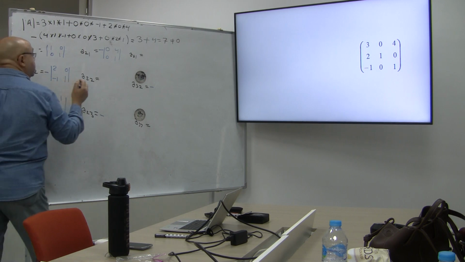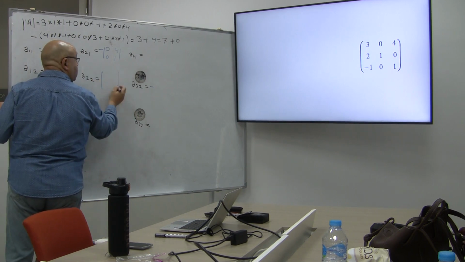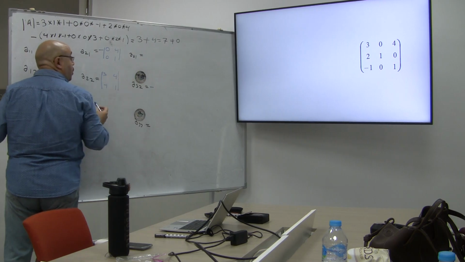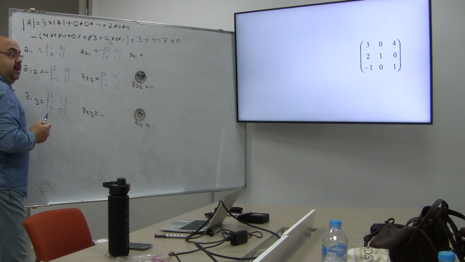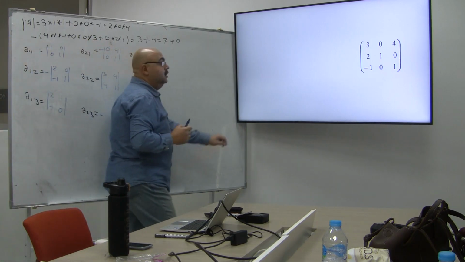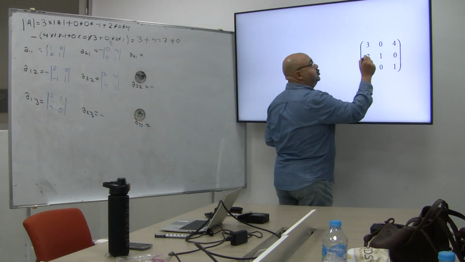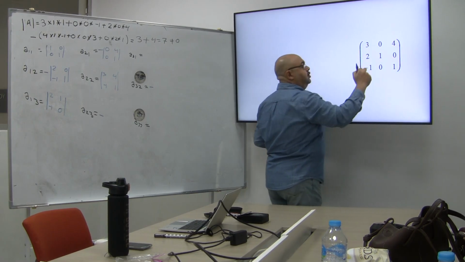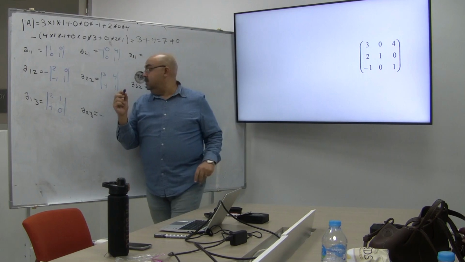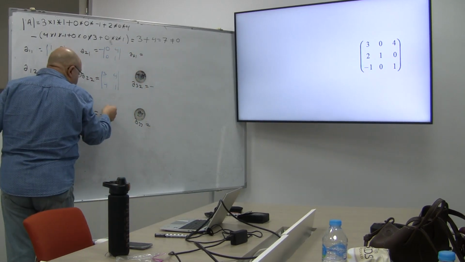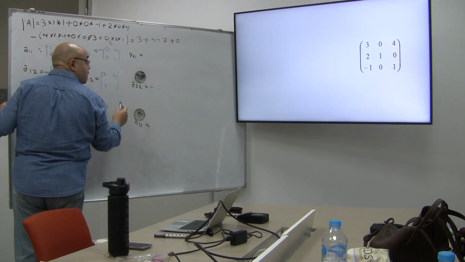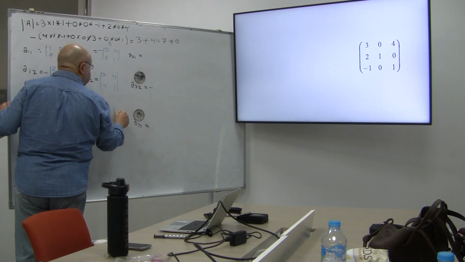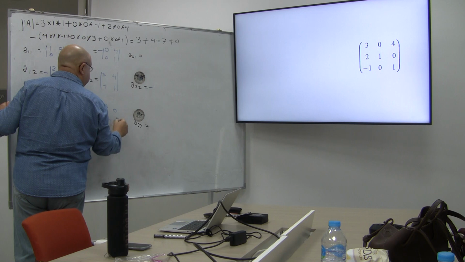I will go for element 2 and 2. It will be 3, 4, negative 1 and 1. Okay. I will go for element 2 and 3. This is second row, third column. So it's going to be 3, 0, negative 1 and 0. So 3, 0, 0 and the negative 1.